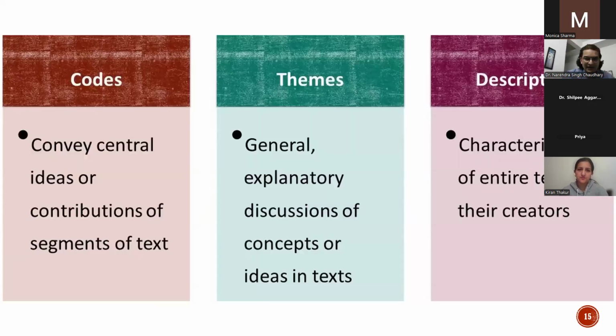Now this is how things are. So I am having descriptors. Descriptors are basically characteristics of the entire text or their creators. Largely, when we take the comments and statements, they are descriptions. When I talk about themes, from the descriptors I got themes, the general explanatory discussion of concepts or ideas. Codes are conveying the central ideas.